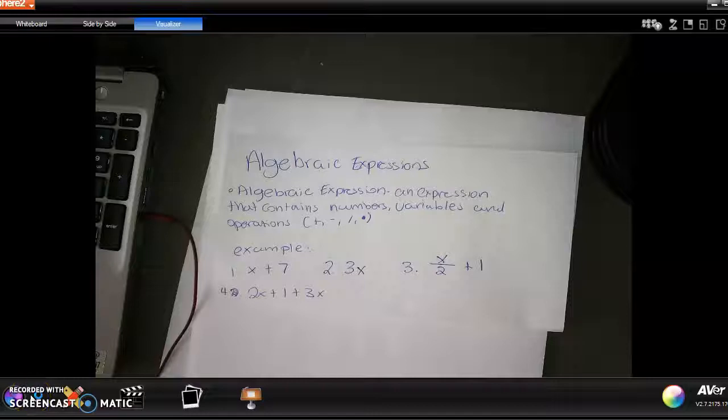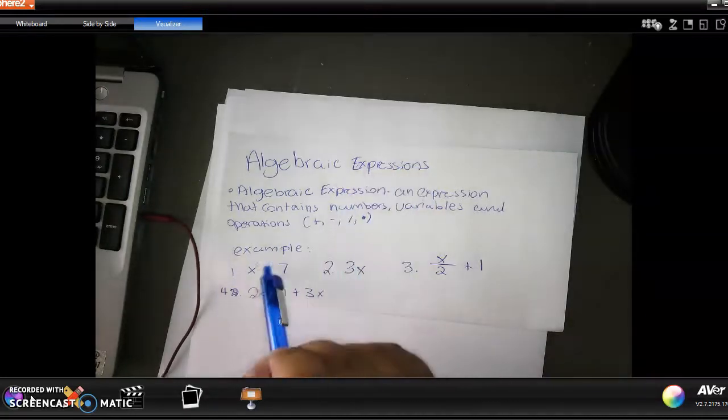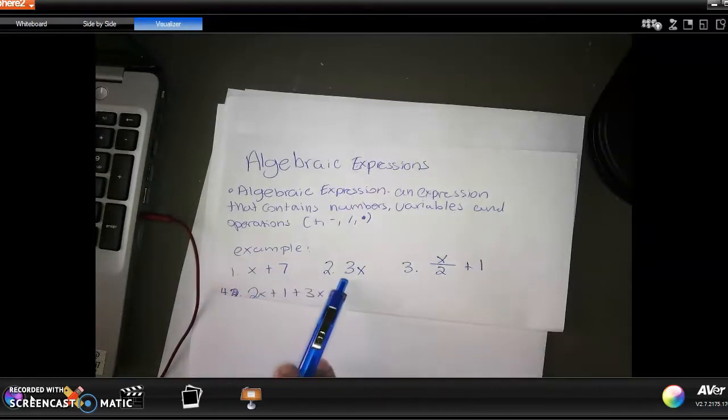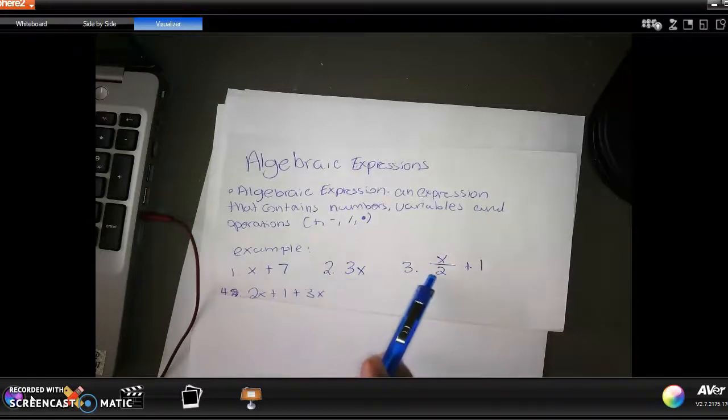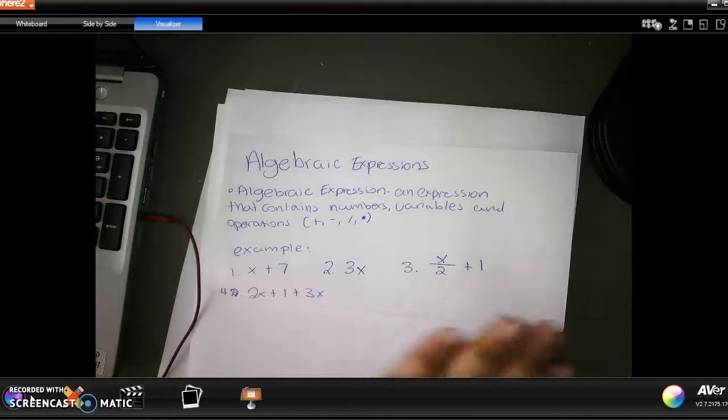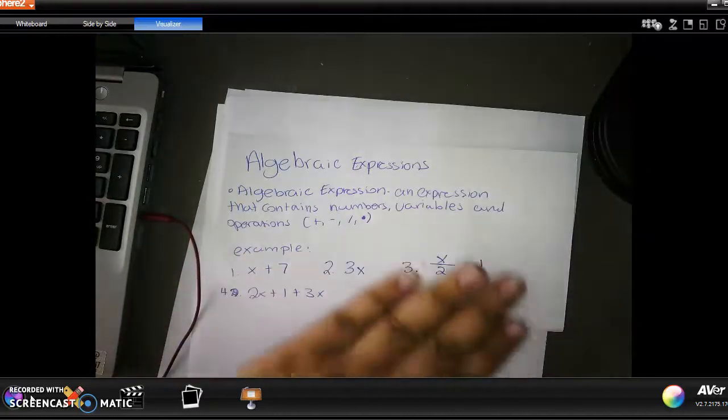Alright everybody, this week we are going to be looking at algebraic expressions. An algebraic expression is an expression that contains numbers, variables, and operations. And when I say operations, I mean things like adding, subtracting, dividing, or multiplying. So if we look here, we have some examples. I have x plus 7, I have 3x, x divided by 2 plus 1, and 2x plus 1 plus 3x. Okay? So this is what I mean when I tell you about algebraic expressions.